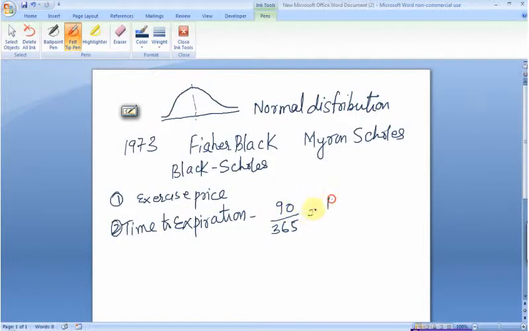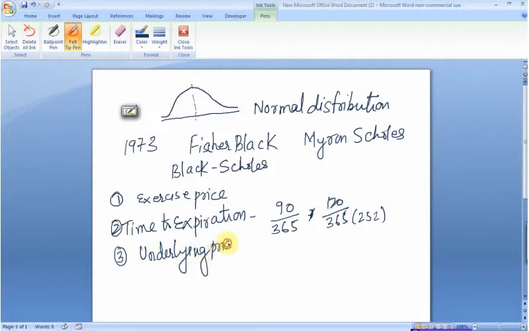If we have 120 days remaining to expiration, we will divide it, and you will know further that it's not 365, it's more about how many trading days are there. But that would be all later on. Third component that goes in is the underlying price. Fourth component of this is the interest rate.